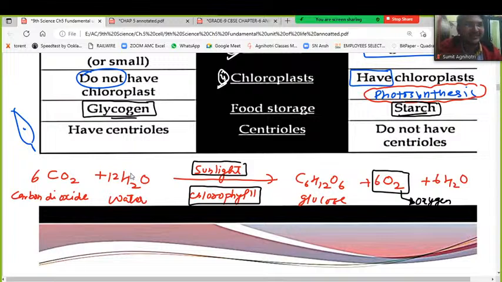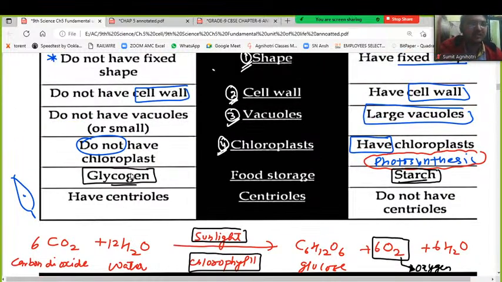You can just balance this equation, known as the chemical equation of photosynthesis. 6 CO2 plus 12 H2O, in the presence of sunlight and chlorophyll, give us glucose, that is C6H12O6, and give us oxygen, 6O2, and give us water, 6H2O. And this is possible in plants only. The plant only can photosynthesize or perform photosynthesis, and animals can't do that.